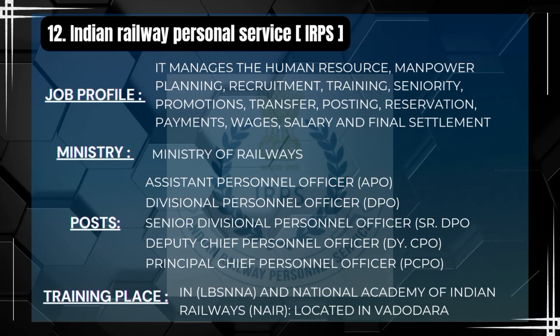Indian Railway Personnel Service. Job profile: it manages the human resource, manpower, planning, equipment, training, seniority, promotion, transfer, posting, reservation, payment, wages, salary and final settlement. These are the various tasks that IRPS officers undertake. Ministry of Railways. Post: Assistant Personnel Officer, Divisional Personnel Officer, Senior Divisional Personnel Officer, Deputy Chief Personnel Officer, Principal Chief Personnel Officer. Training place: they were trained in two places, in Lal Bahadur Shastri National Academy of Administration and National Academy of Indian Railways located in Vadodara.